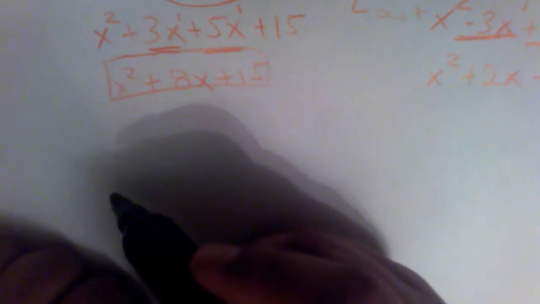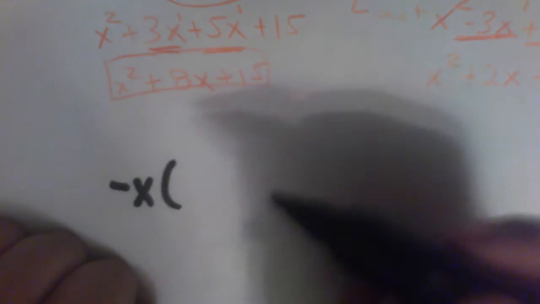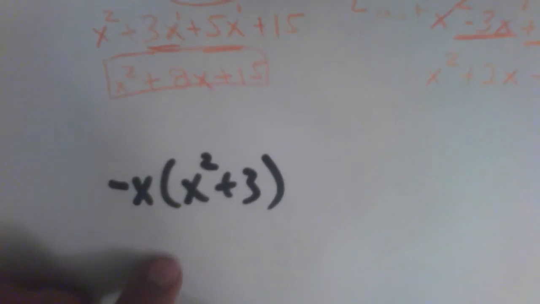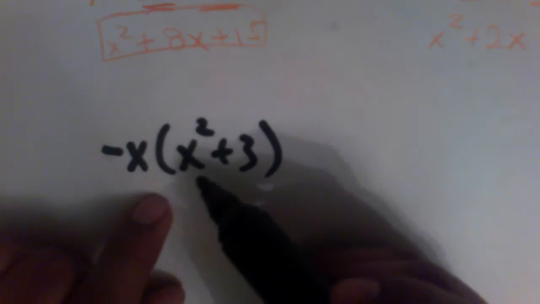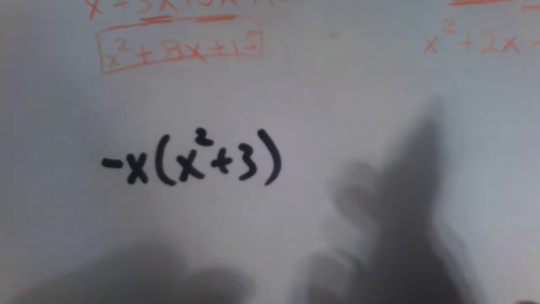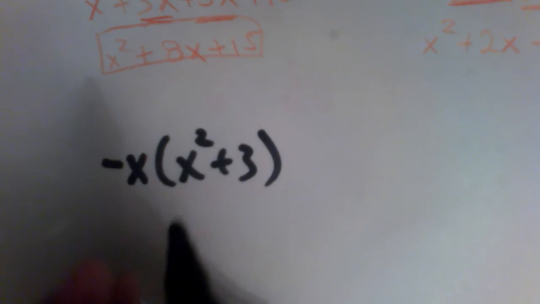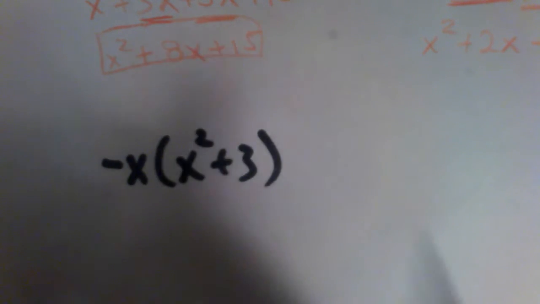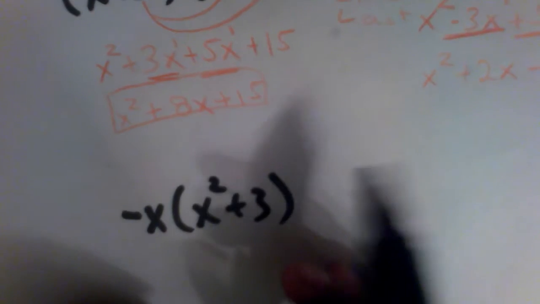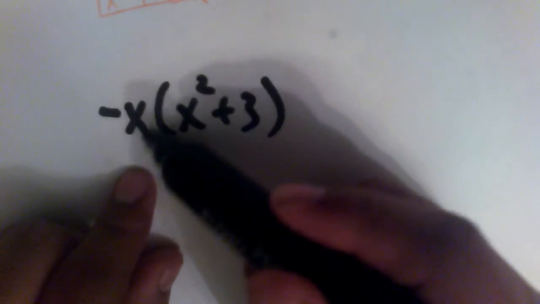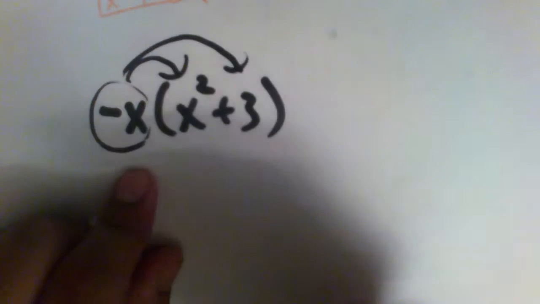Let's say we have negative x times the parentheses x squared plus 3. This is the real distributive property in my opinion, because now you don't have two parentheses, you have a variable outside the parentheses, and the only way to get rid of the parentheses is using the distributive property. The distributive property just takes this whole thing and distributes it onto this. So it gets distributed everywhere.